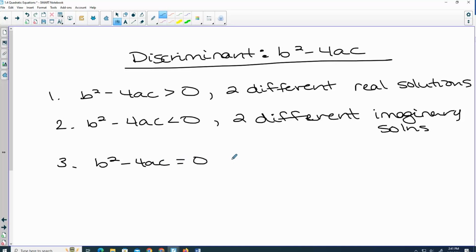And if it equals 0, we get one repeated real solution. Remember yesterday we talked about multiplicities, you get the same answer twice. It's a real number. The only way to get an imaginary is if you have a negative under your radical. But you get the same thing out twice.